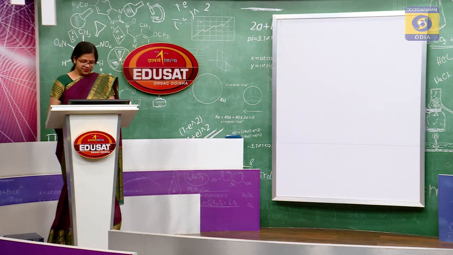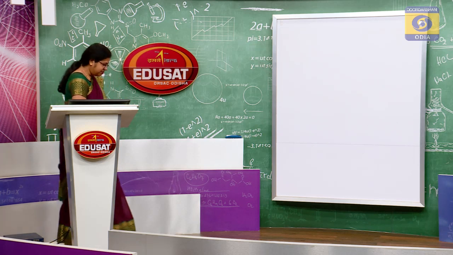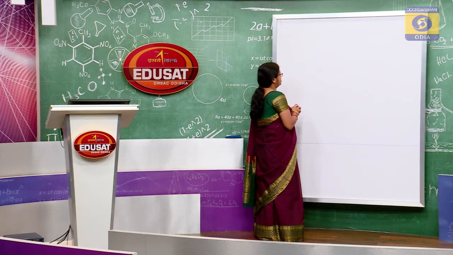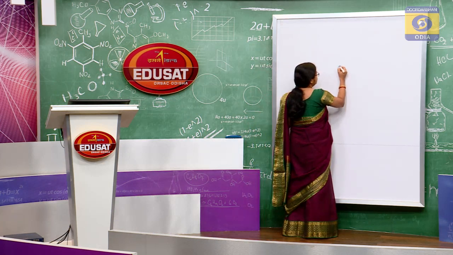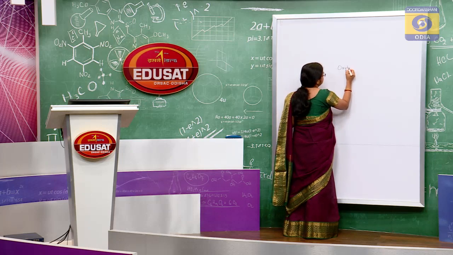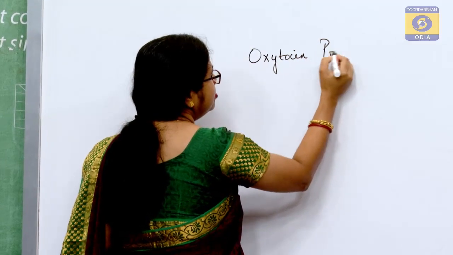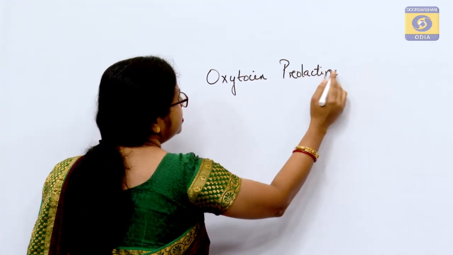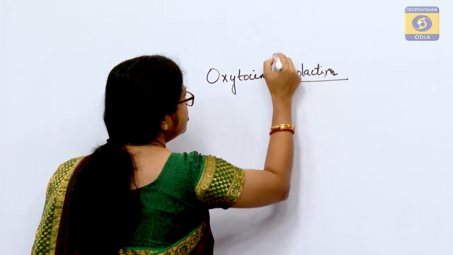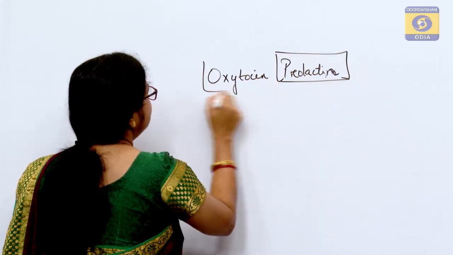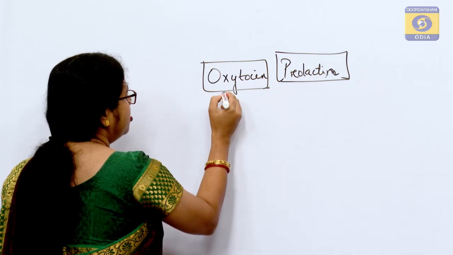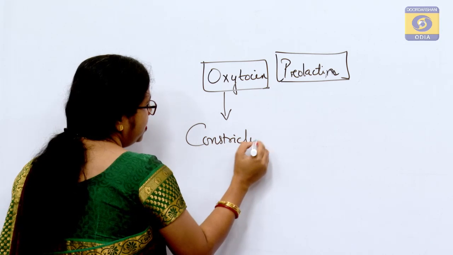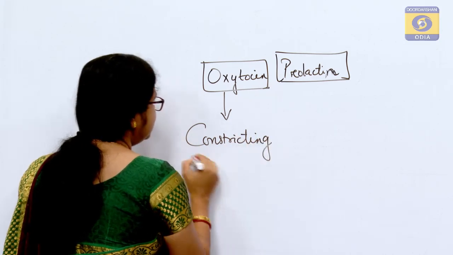Now, let us have a detailed description of how these events are controlled hormonally. We see that oxytocin and prolactin are released. Oxytocin and prolactin are the two. Prolactin helps in lactation, so keep it in mind simply: prolactin is helping in the lactation process, and oxytocin is constricting the myoepithelial cells.